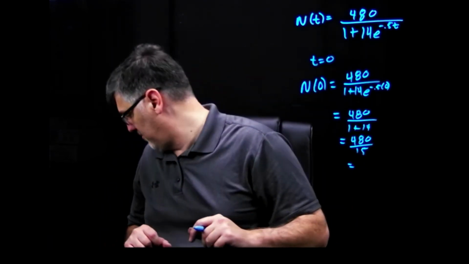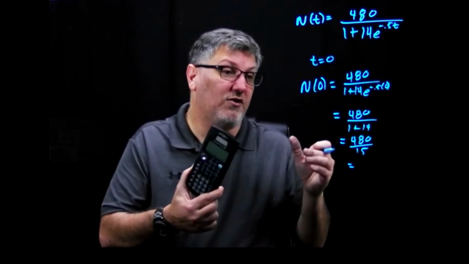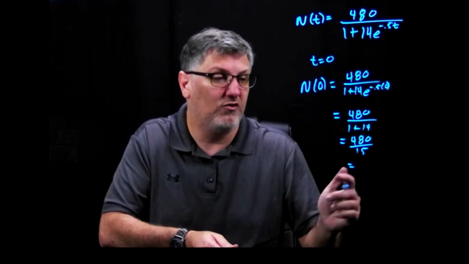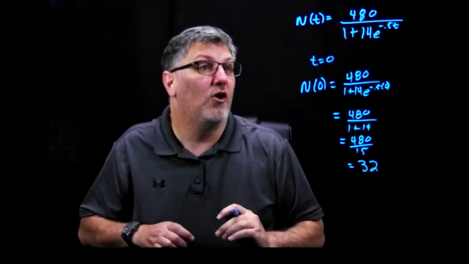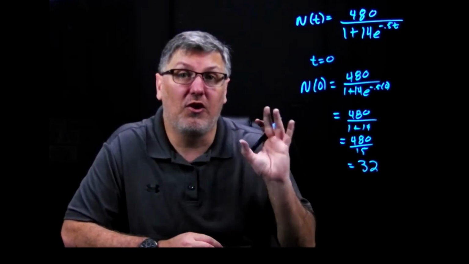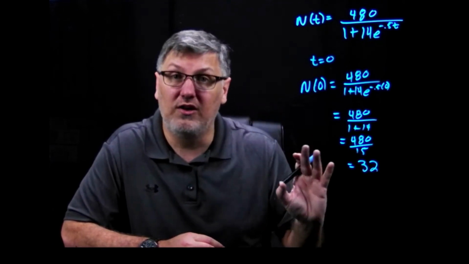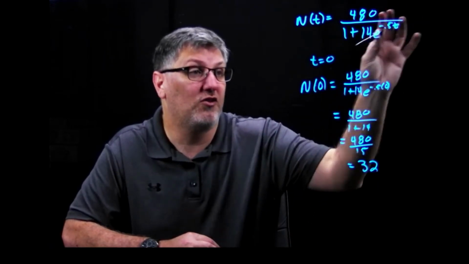Where did I put my paper? Just use the calculator. 480 divided by 15 should be 32. So initially, they introduced 32 deer to this refuge. When we start at time 0, they put 32 deer into this refuge. That's what this model tells us.